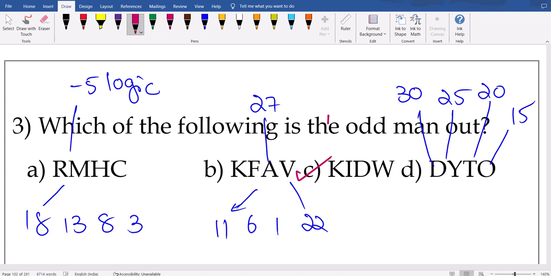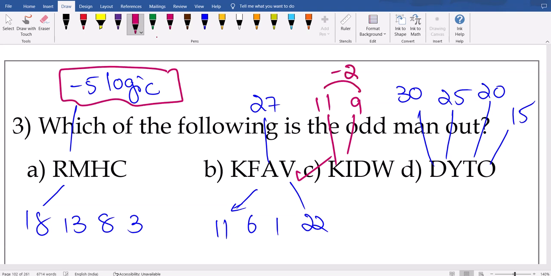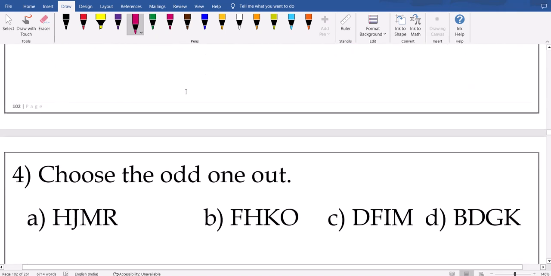Problem with option C. First two itself we have an issue. 11 and 9. Minus 2. We want minus 5 logic everywhere. But here minus 2 logic came. Why option C? Because of minus 2 logic. Rest all maintain minus 5 logic. Super, perfect. Odd one out. One different one among options.